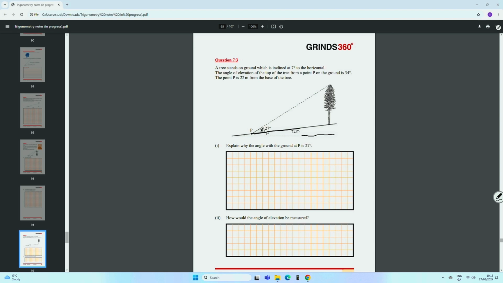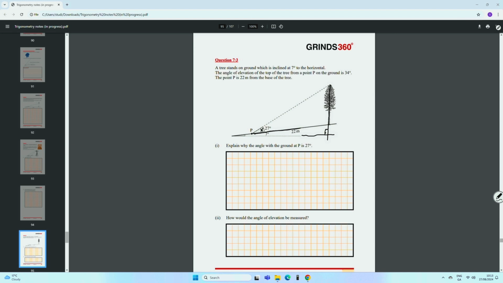Remember, the height of the tree is a vertical line coming down from the top of the tree like that. So there's a vertical line representing the height of the tree and a horizontal line here. So there's the right angle in this diagram. That's the big thing in a question of this type: find the right angle. Because we're told that the ground is sloped at 7 degrees to the horizontal, it means that dotted line at the bottom there is a horizontal line. The height of the tree will be a vertical one. So there's your right angle.